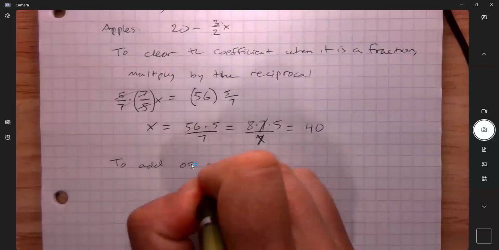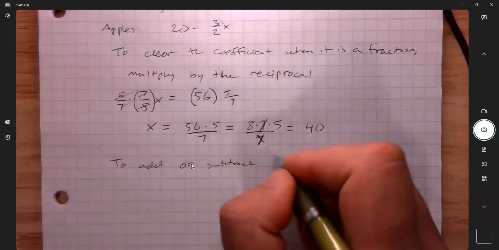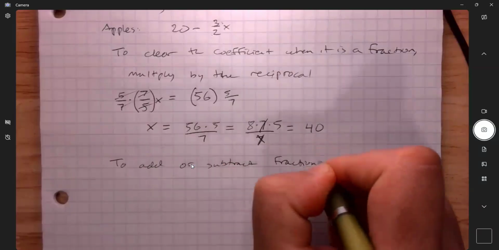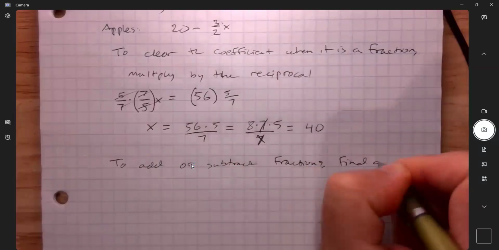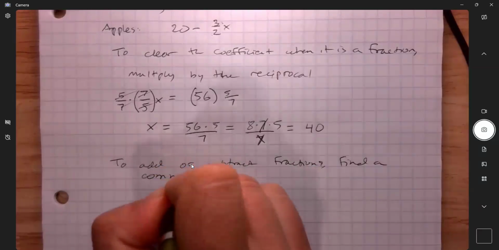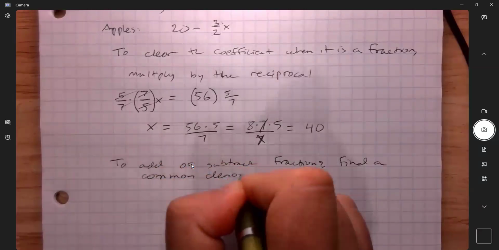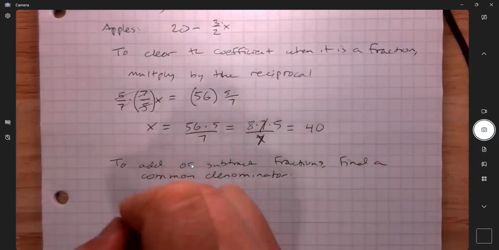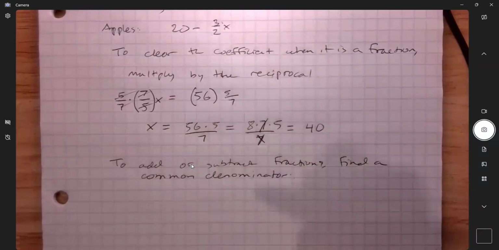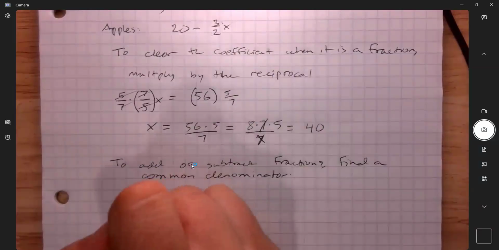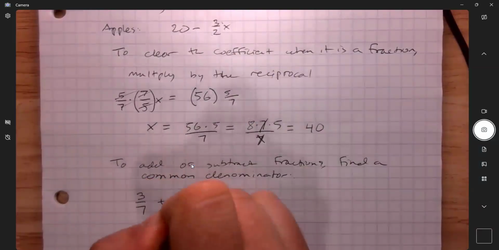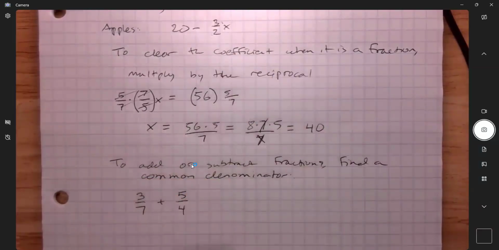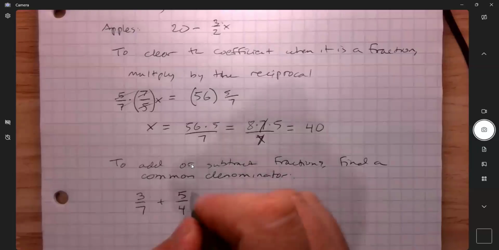To add or subtract fractions, you have to find a common denominator. So, for example, this is kind of just a grab bag of different fraction ideas. If I want to add 3/7 and 5/4, I can't add the 3 and the 5. I can't add the 7 and the 4. I need a common denominator.